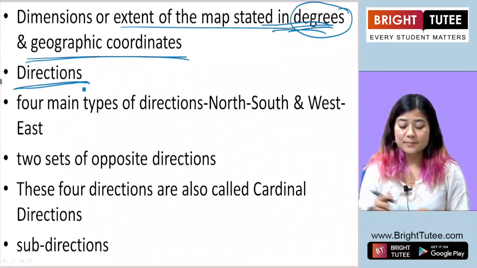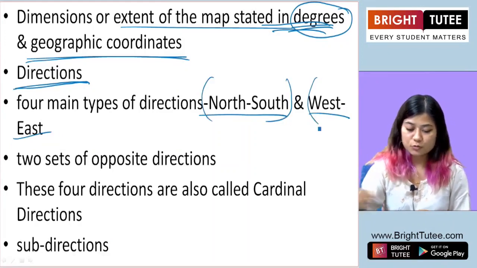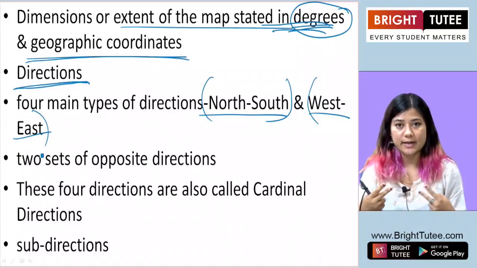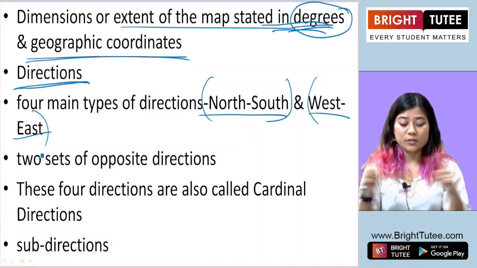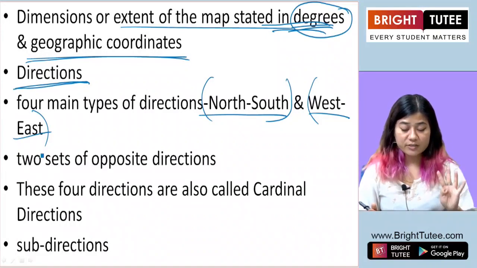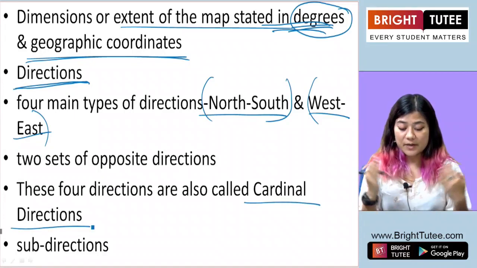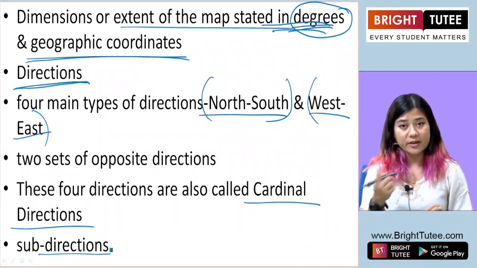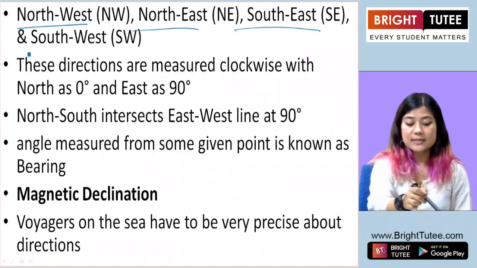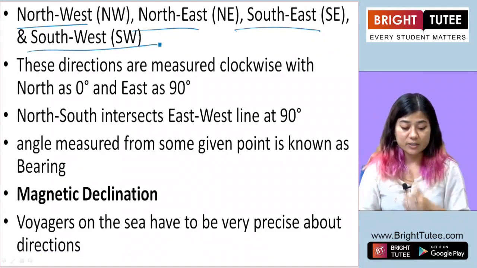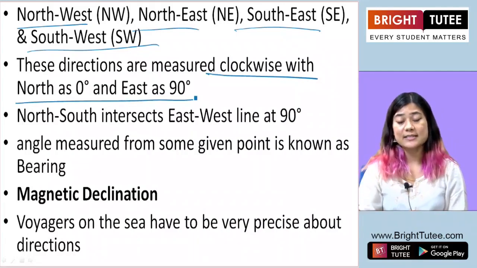There are four main types of directions: north, south and west, east. So these are two sets of opposite directions: north, south, one set which is opposite to another; east, west, another set which is opposite to one another. These four directions, north, south, east, west, are called cardinal directions, very important directions. But apart from these four directions, there are other sub-directions as well. What are they? They are northwest, northeast, southeast, southwest. These are called subdirections. These directions are measured clockwise with north as 0 degree and east as 90 degrees.